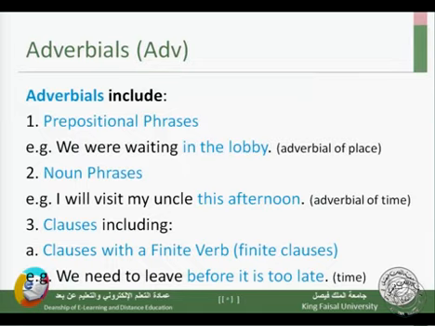Adverbials include prepositional phrases. For example, we were waiting in the lobby. In the lobby is a prepositional phrase. We discussed prepositional phrases previously, so please go back to that lecture if you have difficulty understanding some aspects of prepositional phrases before you view this lecture. In the lobby is an adverbial of place. Okay, we said that prepositional phrases can be considered as adverbials. In this case, they give us an idea about the place of an action, of something that happened.